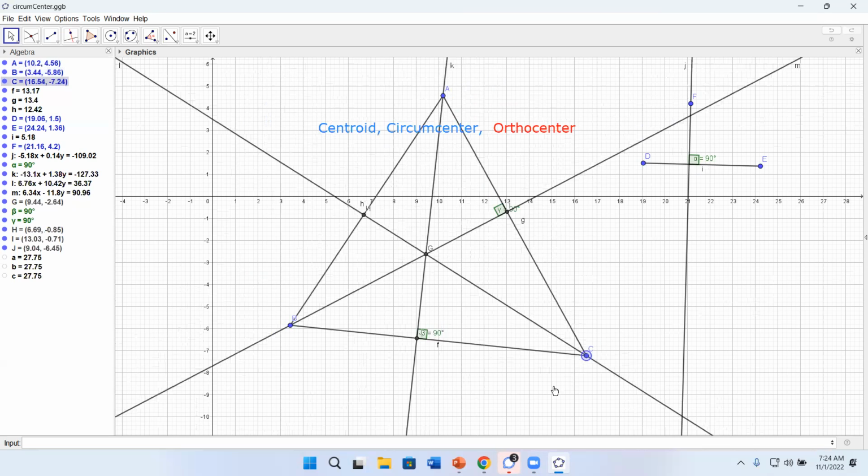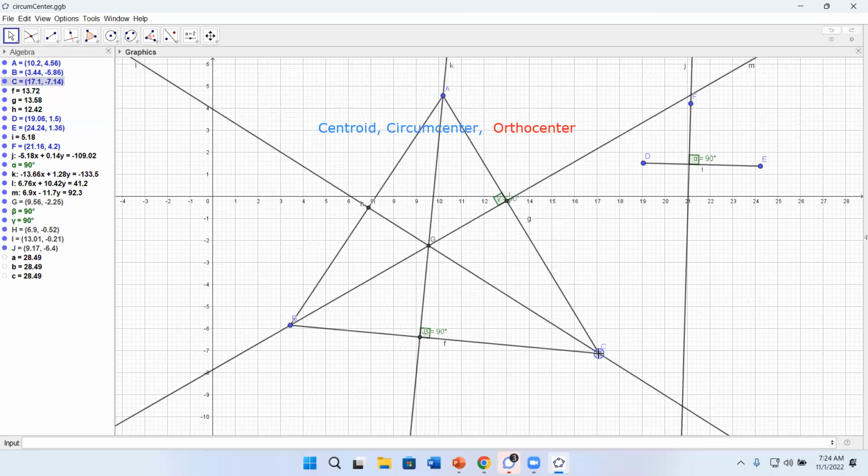So these are the three that we are looking at here: centroid, circumcenter, and orthocenter. And these are the properties.